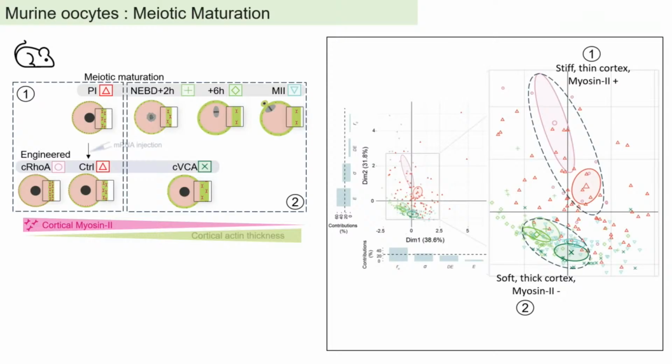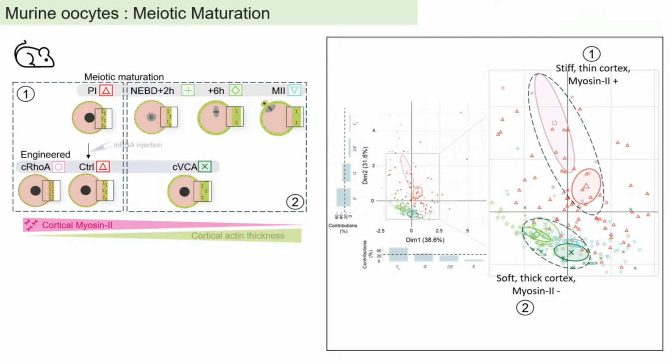On this PCA, we were able to observe two regions. Region 1 corresponds to stiff oocytes with a thin actin cortex and a lot of myosin 2, so it represents this oocyte population. And region 2 groups softer oocytes with a thicker actin cortex and little myosin 2, so it represents this oocyte population. These results show that there is a tight relation between the oocyte mechanics and the cortical organization, and maybe we can use oocyte mechanics to infer the cortical organization of the cells.